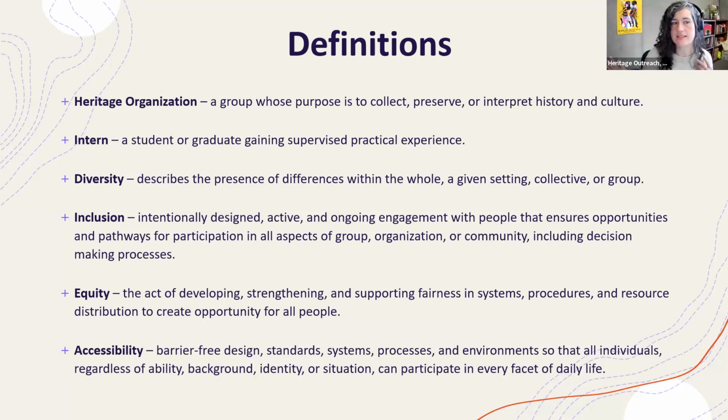Many organizations have their own organizational definitions of, for example, diversity, inclusion, equity, and accessibility. These are the ones that we're using, so you can have a window into how we understand some of these terms at Washington State Historical Society and where we're coming from and how we talk about this grant program. So I won't go through all of them here, but I do hope that you take a look, especially at how we're defining IDEA.